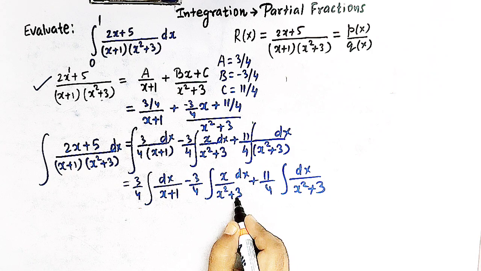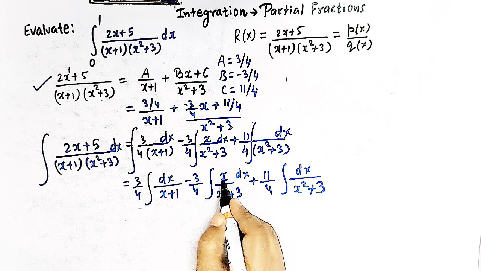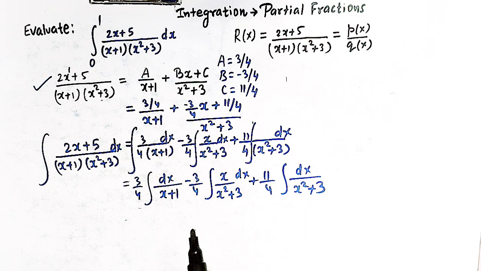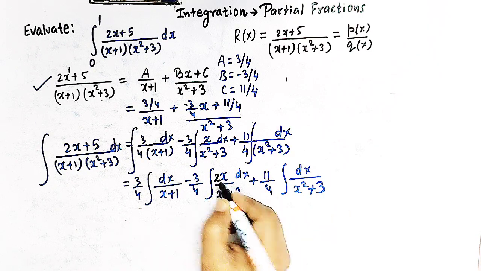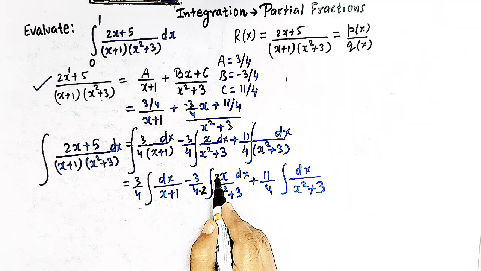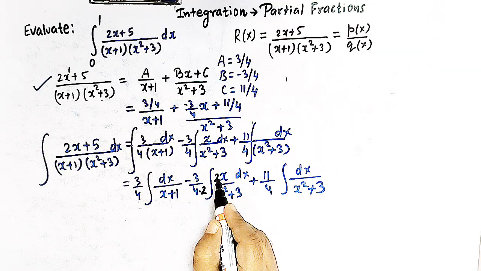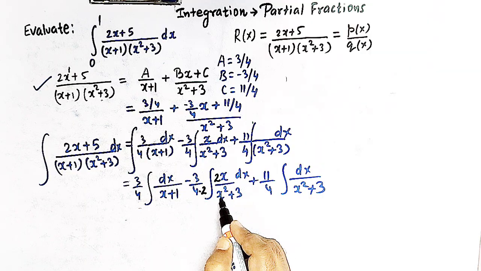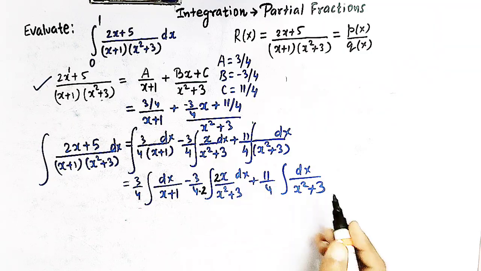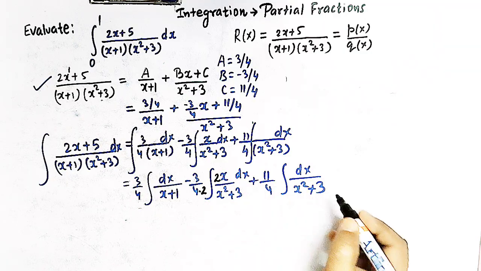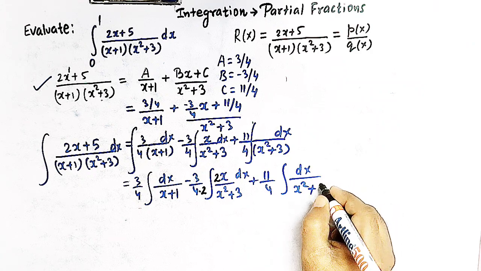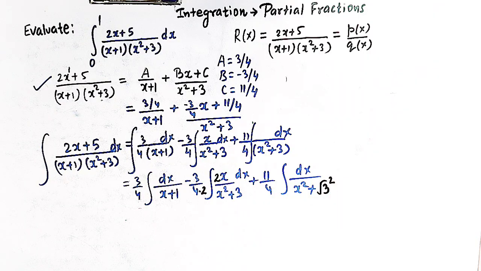Now see, here we have x square plus 3, and here we have x, and the derivative of x square plus 3 is simply 2x. So what we will do here, we'll write 2, and here we'll write 2. That is multiplying the numerator and denominator by 2, so that the derivative of x square plus 3 appears in the numerator, right? And here we have x square plus 3. So x square plus 3 can be written as x square plus root 3 square, right?